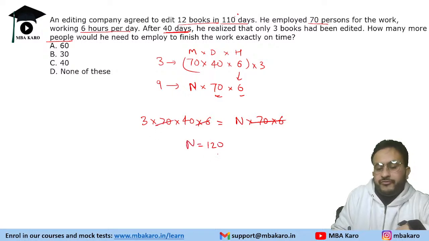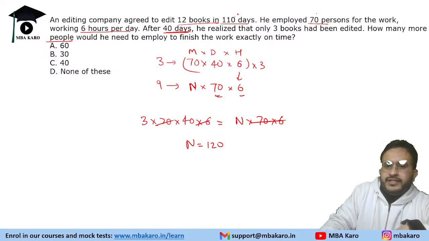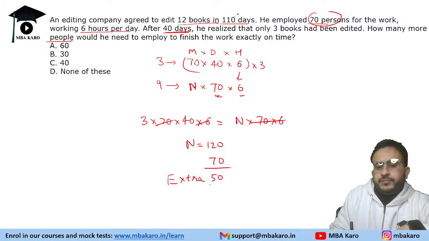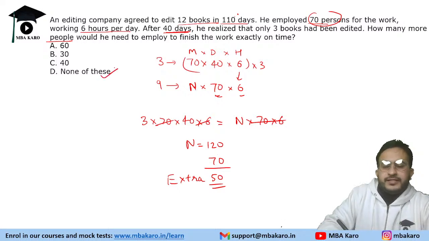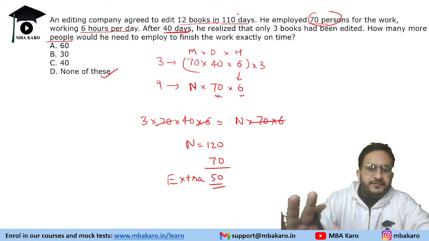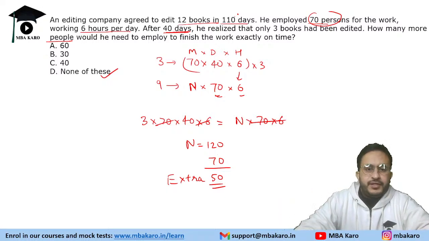N is the number of men, right? So there are already 70 persons working. So extra, we need 50 more people to complete the work. So the answer is none of these. Okay, so you need 50 more people to finish the work on time.